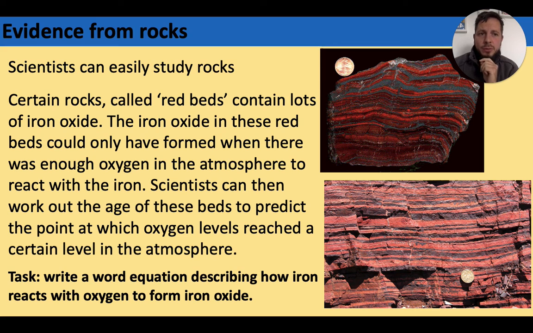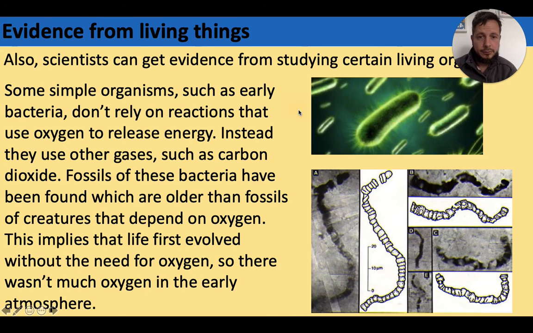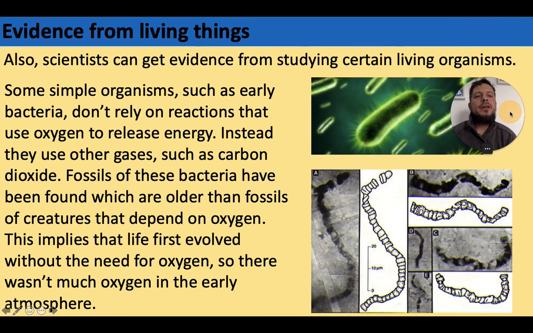So what you should have put is iron plus oxygen gives you, so an arrow, iron oxide. Now, the next bit of evidence that we can look for is evidence from living things. So some simple organisms, such as the early bacteria, don't actually rely on reactions that use oxygen to release energy. Instead, they can use other gases such as carbon dioxide. Now, fossils from these bacteria have been found which are older than fossils of creatures that depend on oxygen.